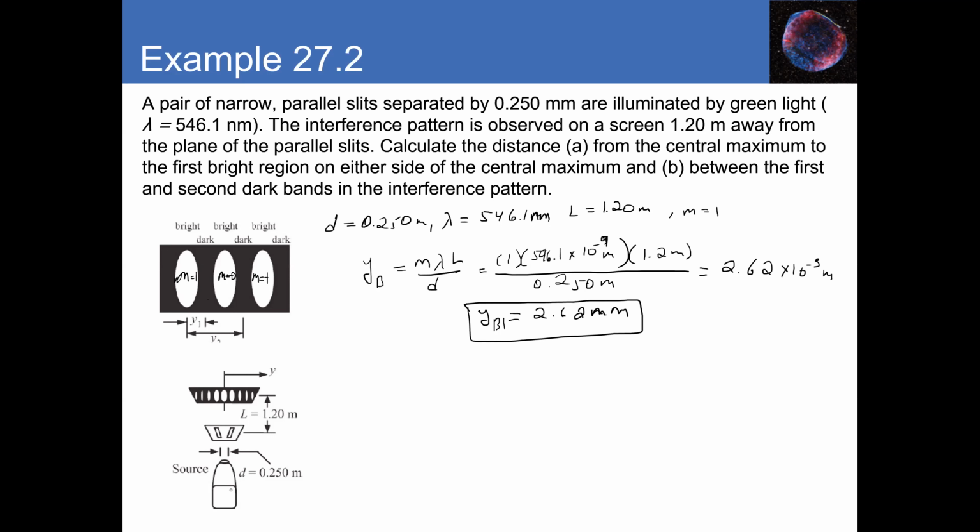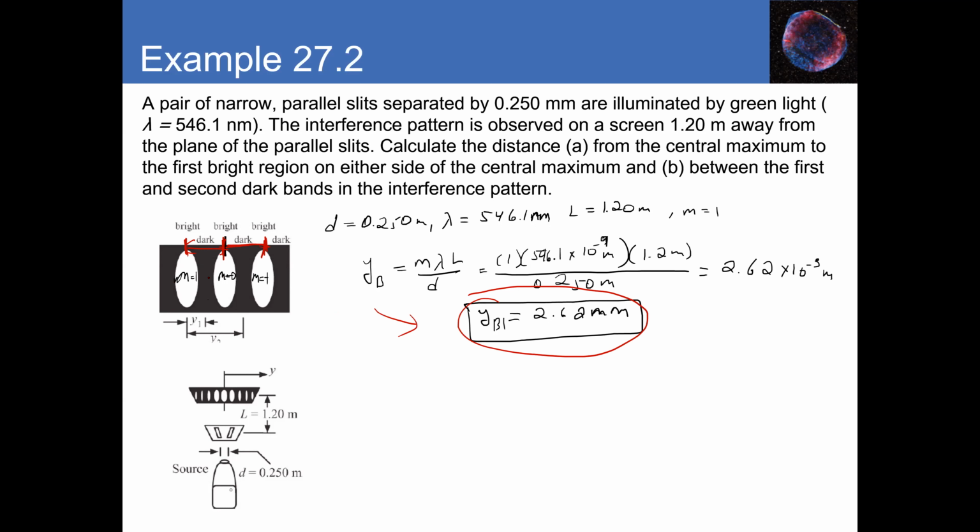Now part B asks: what is the distance between the first and second dark bands in the interference pattern? Here you have to understand this. If this is the central one and this is the first bright fringe, then the distance between them is exactly that. If I go to the other side for the next bright fringe, the distance between them is also exactly that.